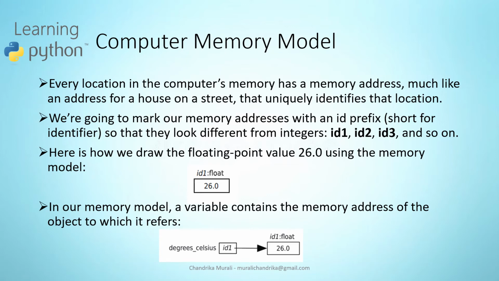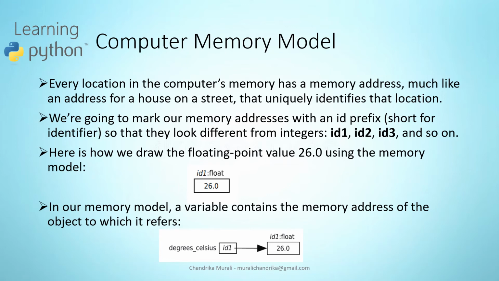So here I'm storing this 26.0 in the address ID1, and the value I'm storing in this address ID1 is of type float. This is how we draw the floating point value using the memory model. Now I want to assign this value to a variable called degree Celsius. So degree Celsius is a variable which is pointing to the memory location ID1. ID1 is the memory location where degree Celsius is pointing to, and this ID1 is the address of this particular memory location. So the value of degree Celsius is 26.0.